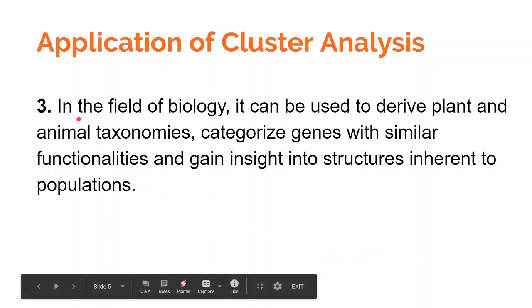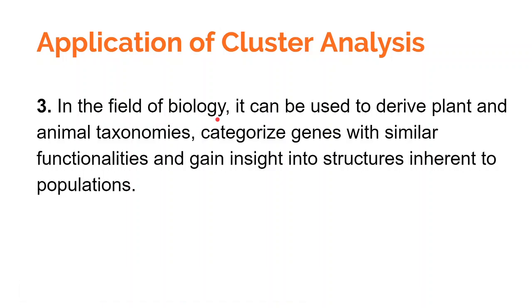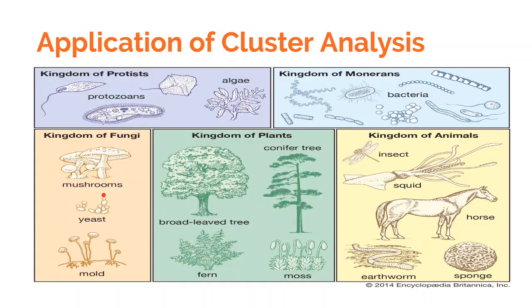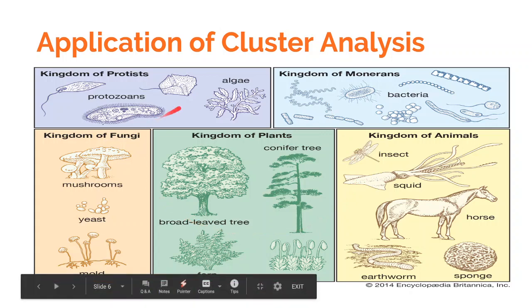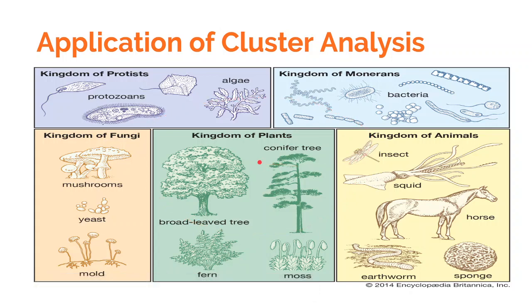Third application is present in the field of biology. It can be used to derive plant and animal taxonomies, categorize genes with similar functionalities, and gain insight into the structures inherent to populations. In this figure, you can see that there are different clusters present according to the plant taxonomy and animal taxonomy.